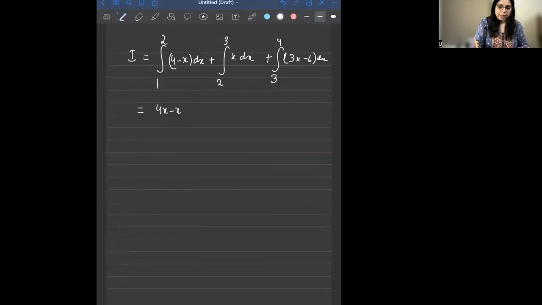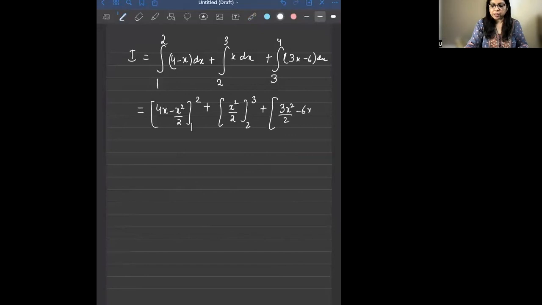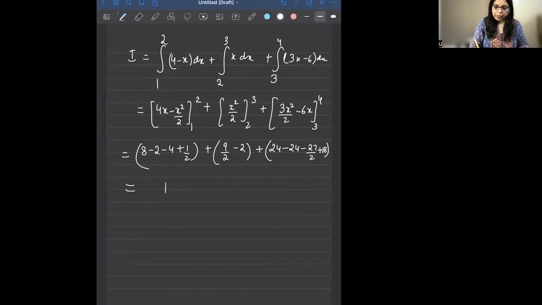The integral is 4x − x²/2, from 1 to 2. And here the integral is x²/2, with limits from 2 to 3, and in the last term the integral is 3x²/2 − 6x, with limits from 3 to 4. When we put the values, first we will put 2. So 8 − 2 − 4 + 1/2 + 9/2 − 2 + 24 − 27/2 + 18. On simplifying it, we get the answer as 19/2.